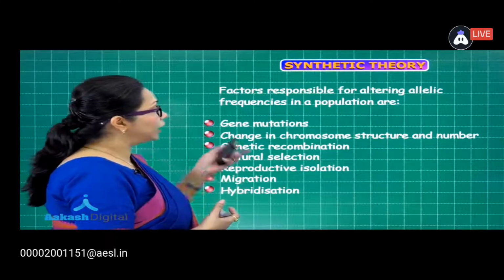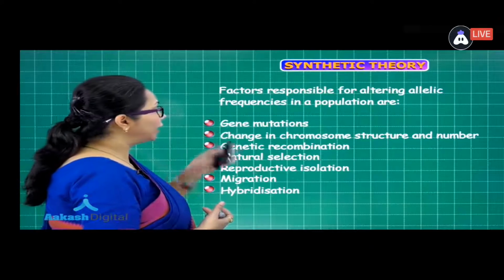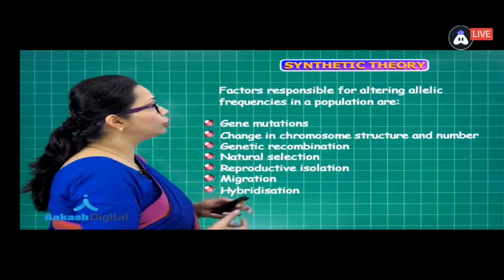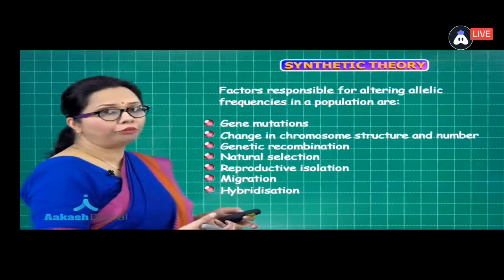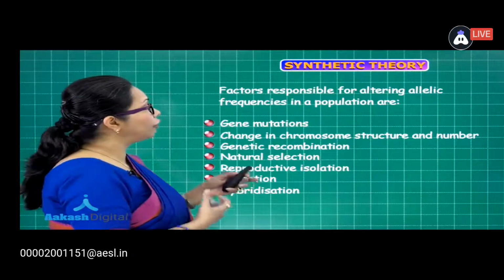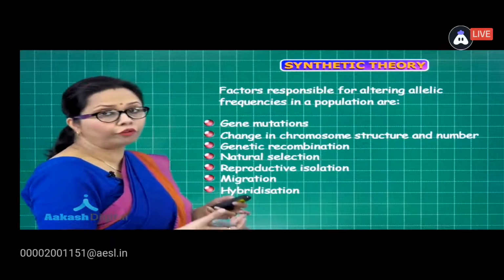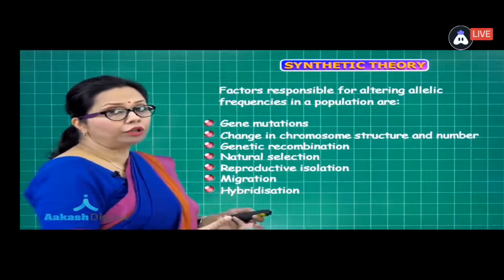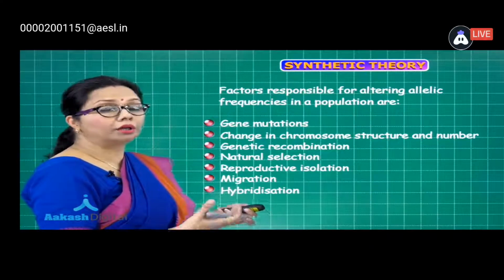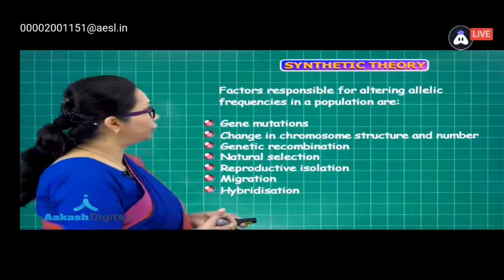So in this, we'll take each of these factors one by one, and the first and second factor, that is gene mutation and change in the chromosome structure and number, both of them are mutations. The second one is chromosome mutation, where there would be change in the structure of the chromosome or the total number of chromosomes in the individual may change, either the number is reduced or it is exceeded than the normal number. So these two together are mutations.